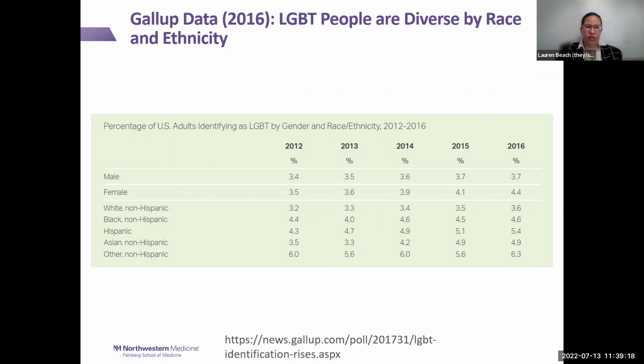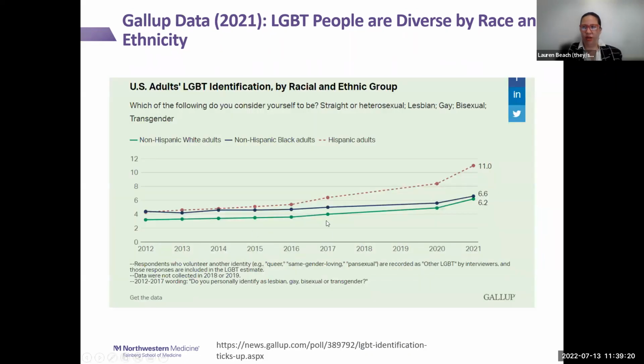And then we can extend these findings. This graph, if you remember, the last one stopped at 2016. Here are some findings from 2017 moving forward through 2021. What you can see is that non-Hispanic white adults are still, that's the green line at the bottom of the graph, lower, and that Black non-Hispanic adults and Hispanic adults are far higher, and that there have been increases over time in the percentage of adults in these racial and ethnic subgroups who identify as LGBT, especially among Hispanic adults in this study.